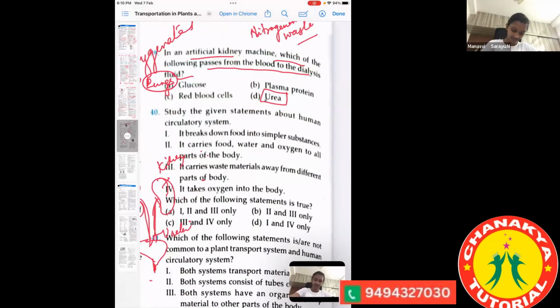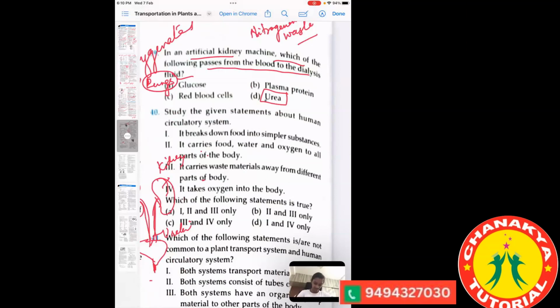Yes. Okay, coming to 41 now, you had a doubt for this. Study the given statements about the human circulatory system. The first one, it breaks down food into simpler substances. The second one is it carries food, water, and oxygen to all parts of the body. The third one is it carries waste material away from different parts of the body. And the last one, it takes oxygen into the body. Now we have to tell out of these four statements which are the correct statements.